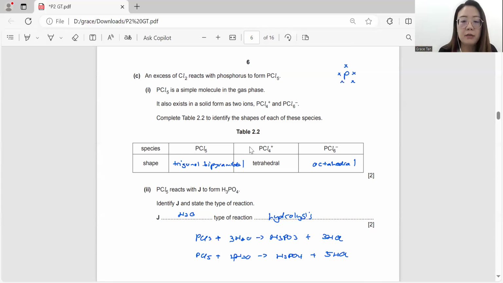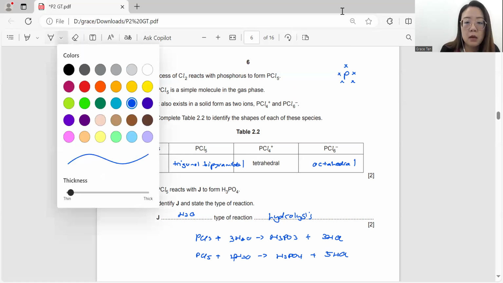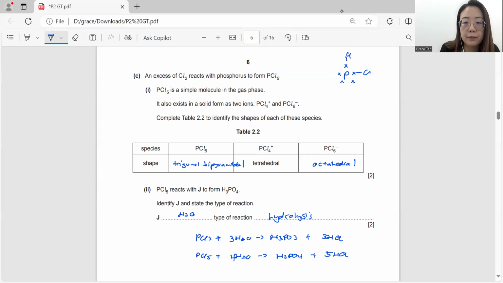Now, PCl4+ is tetrahedral, it's given. PCl6- is octahedral. Why octahedral? Well, PCl5, you already bond with 5 chlorine. So this is trigonal bipyramidal, 5 bond pairs, 0 lone pairs.